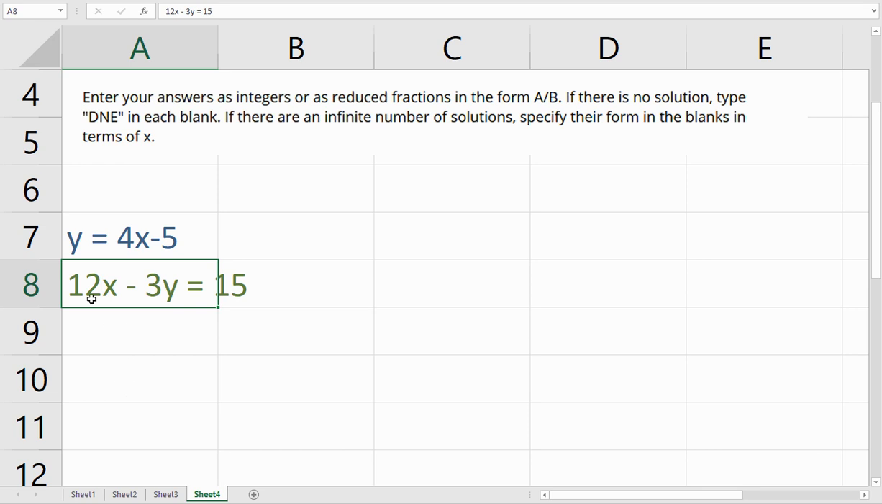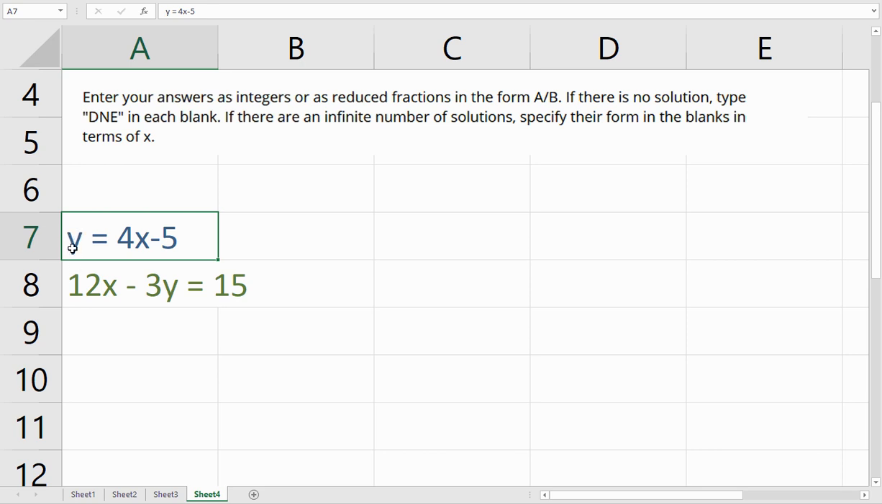The substitution method says solve one of the equations in the system for a variable, and then substitute into the second equation. What that effectively does is it gets rid of one of the two variables so that we have only one missing piece of information that we can solve for. Well, this one's already solved for y, so half the work's already been done.